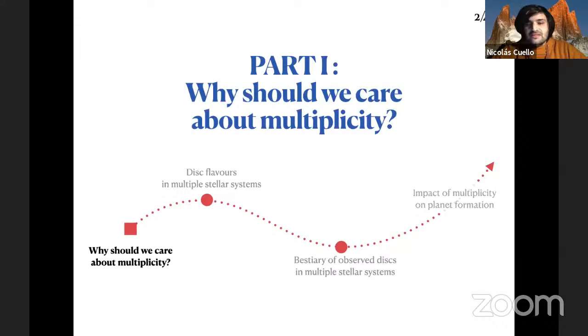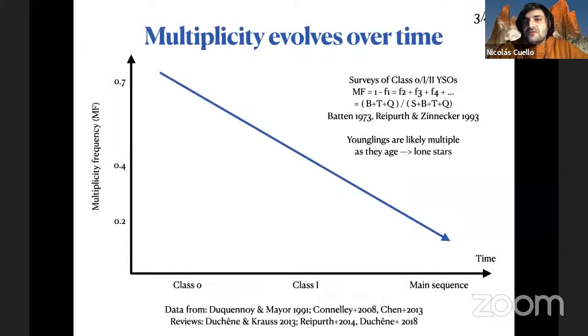So why should we care about multiplicity? We know that multiplicity evolves over time. We know this because by doing surveys of star-forming regions, particularly targeting young stellar objects, we can count the number of multiple systems in these regions. You can then define the multiplicity fraction: you take all the stars and subtract from that sample all the stars that have exactly one young stellar object. By doing so, you're basically adding the fraction of binaries, triples, quadruples, and so on. This is very close to the number of binaries, triples, and quadruples divided by the total sum of singles, binaries, triples, and quadruples.